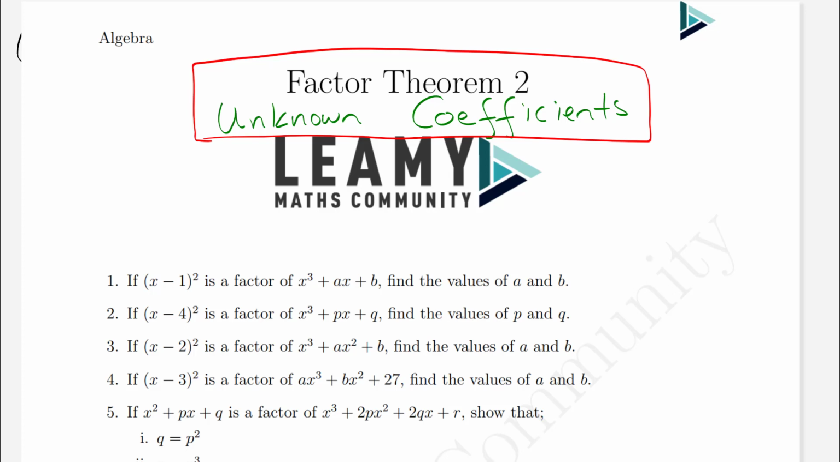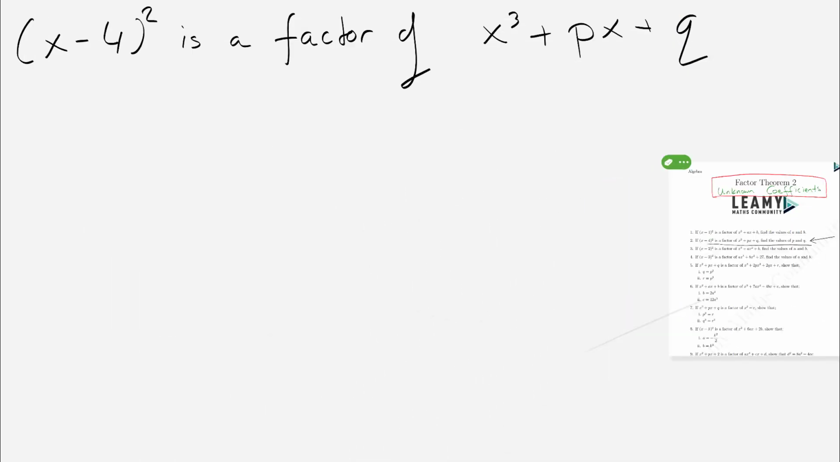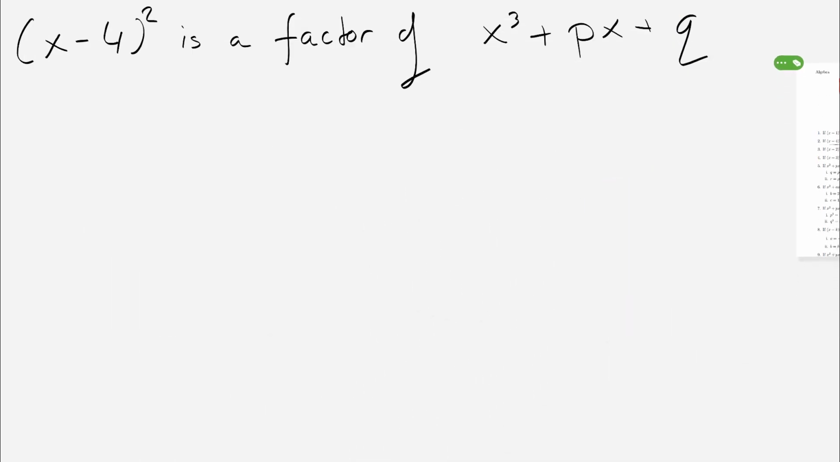Okay guys, let's use the factor theorem and what we know about long division to help us solve for some unknown coefficients. So the example I'm going to start with here is question 2. If (x - 4)² is a factor of x³ + px + q, find the values of p and q. So let's have a look at this.